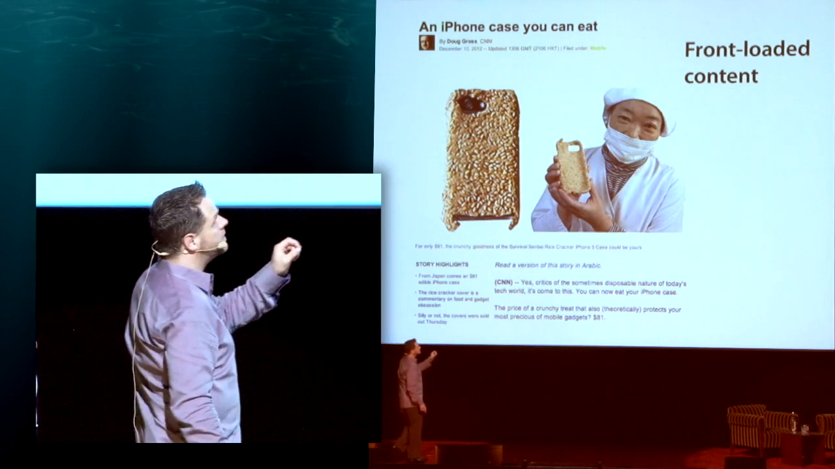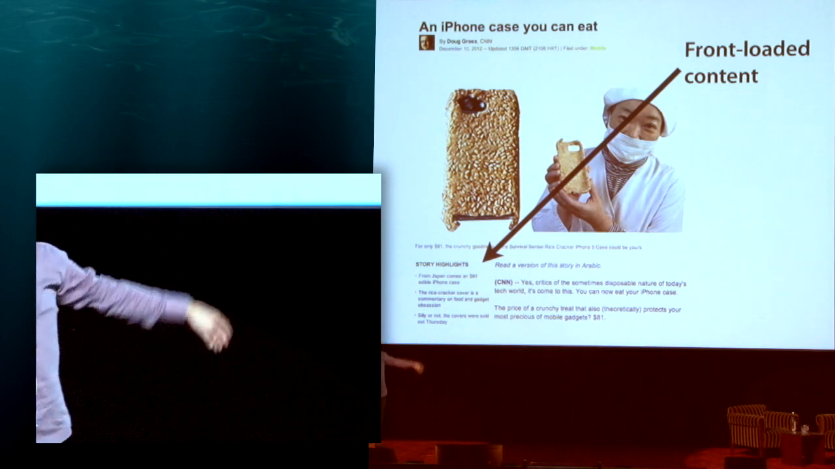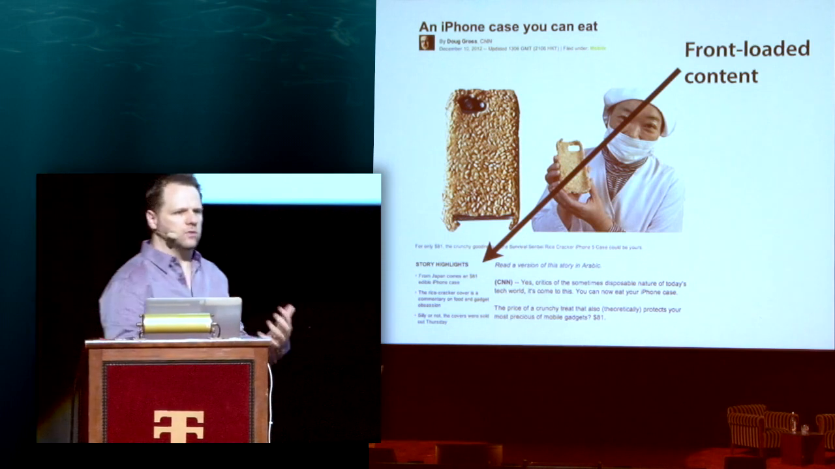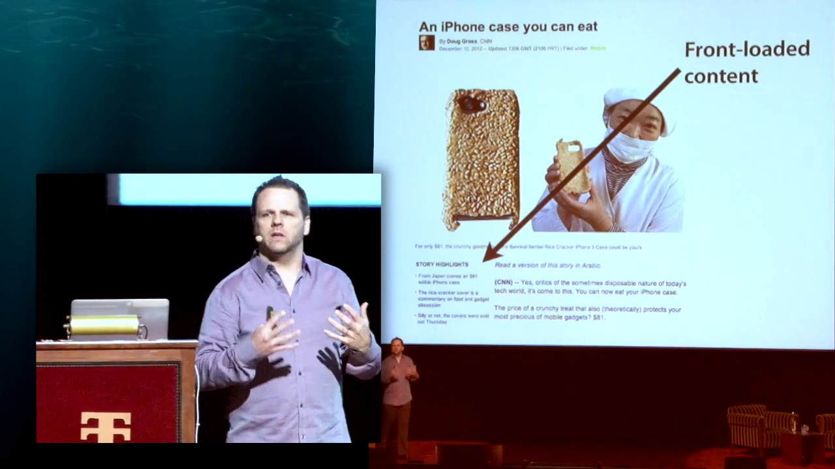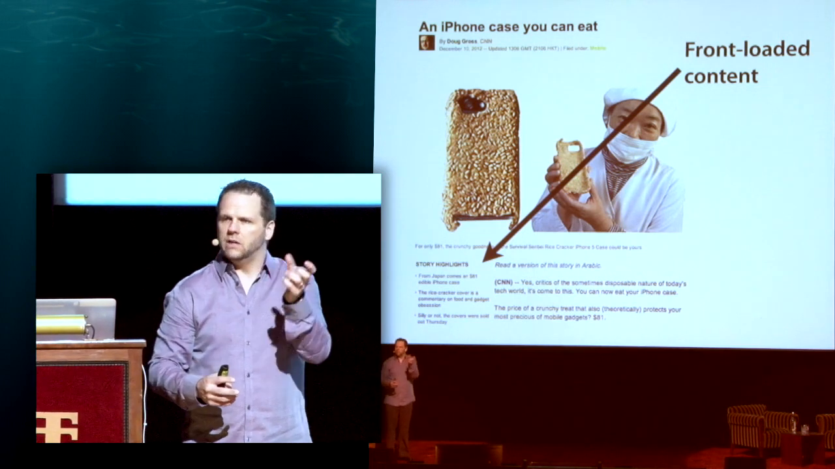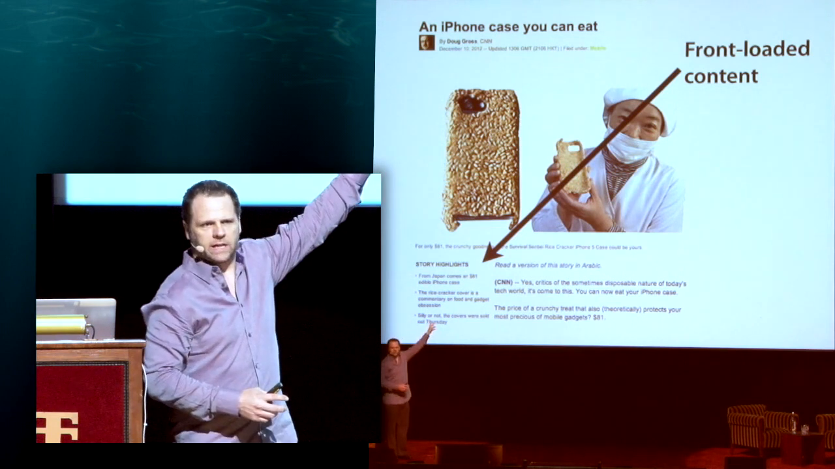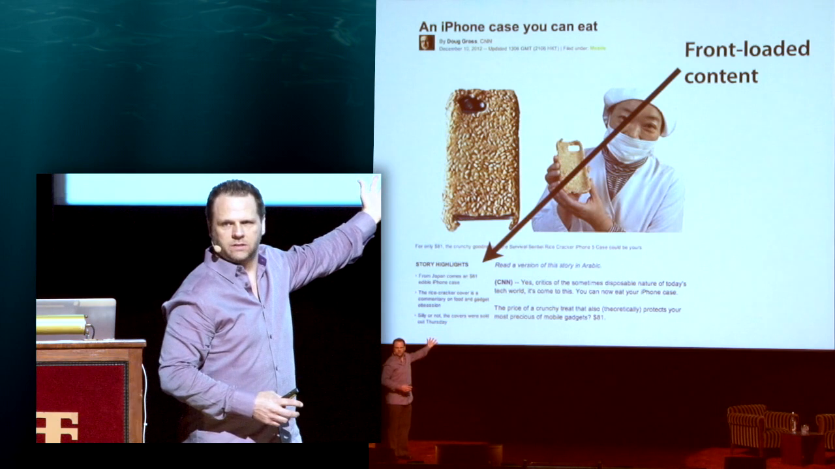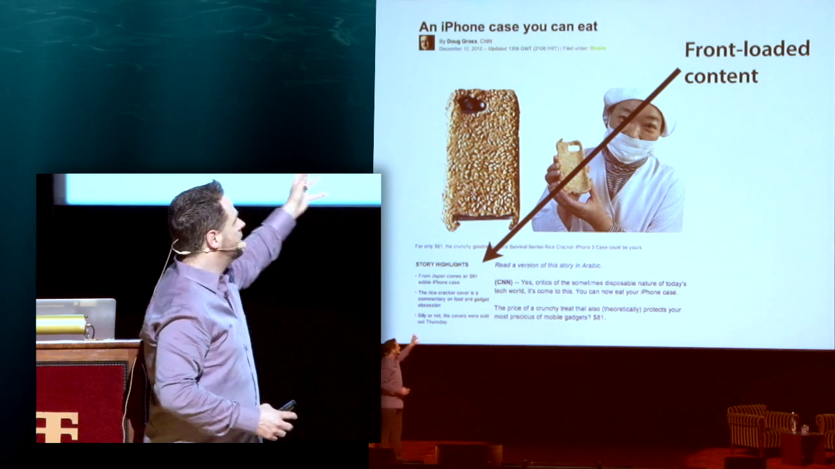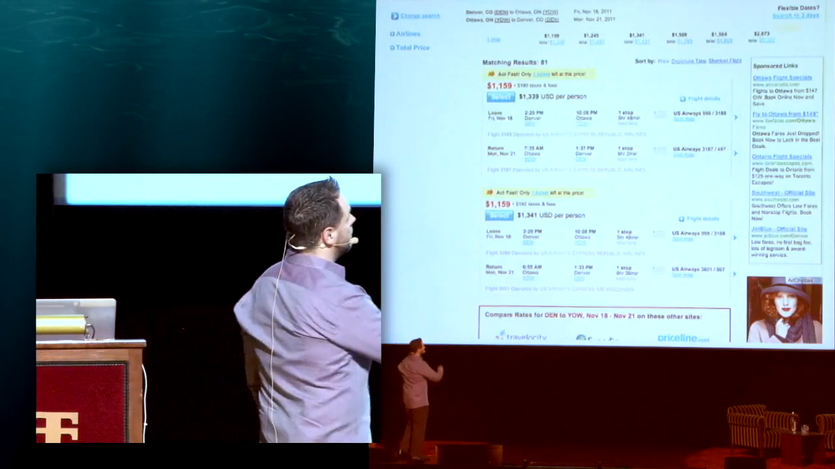The thing that I love about this is that they front load the content, so that the very first thing you get on that page is a quick 3-bullet summary of what the story is about. We front load content all the time at a page level, but also at a micro level. We want to do that because we want people to decide, after they read the headline, do I really want to read this article about an iPhone case that you can eat? So we front load content at a page level. We want to do the same thing at a micro level.